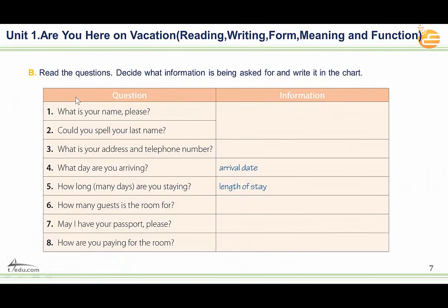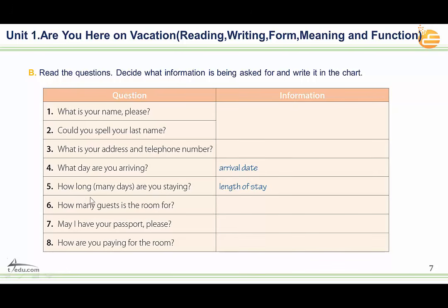B. Read the questions, decide what information is being asked for, and write it in the chart. So this is the question, and this is where we write the information that he's asking for. For example, if we read number 4, what day are you arriving? That means arrival date. The information that he wants is arrival date.